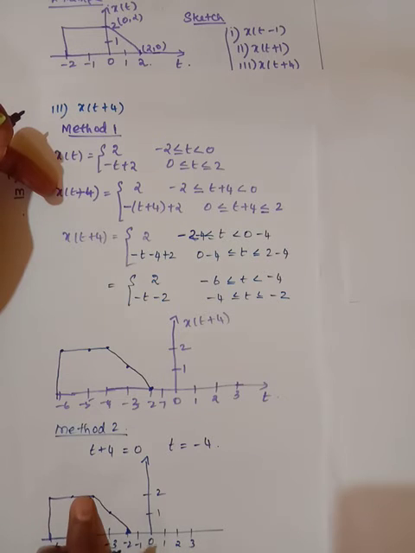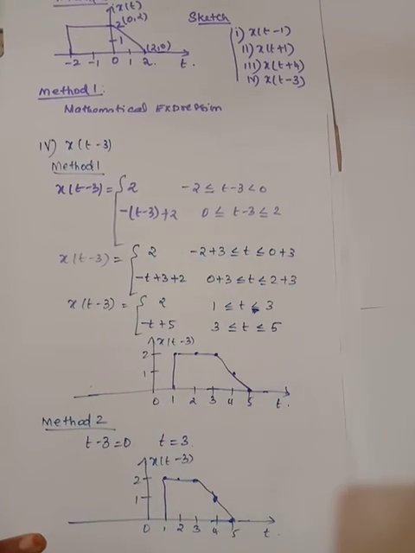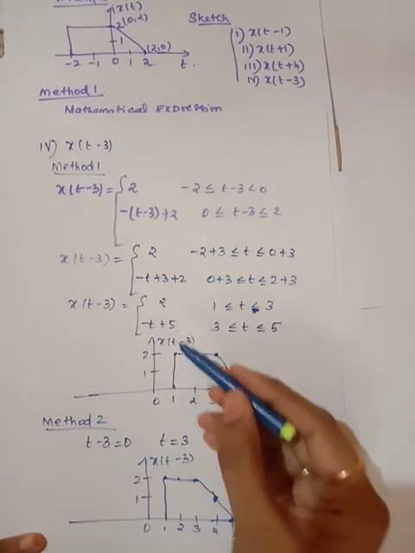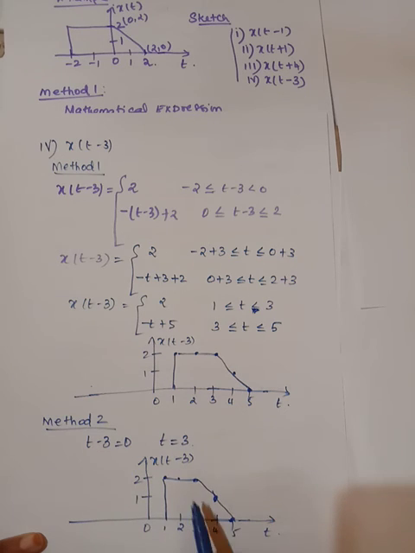The origin value is 2, it is shifted to minus 4. Remaining values come along with that. Then minus 3 it is 1, minus 2 it is 1, minus 5 it is 2, minus 6 it is 2. Similarly we need to proceed for the remaining. Similarly, solve x of t minus 3 by using this mathematical expression and you will get this. In method 2, at t equal to 3, you should shift the origin value, so the remaining values will come in this manner. Hope you understand the time shifting. In the next class, we will discuss time reversal and time scaling. Thank you.